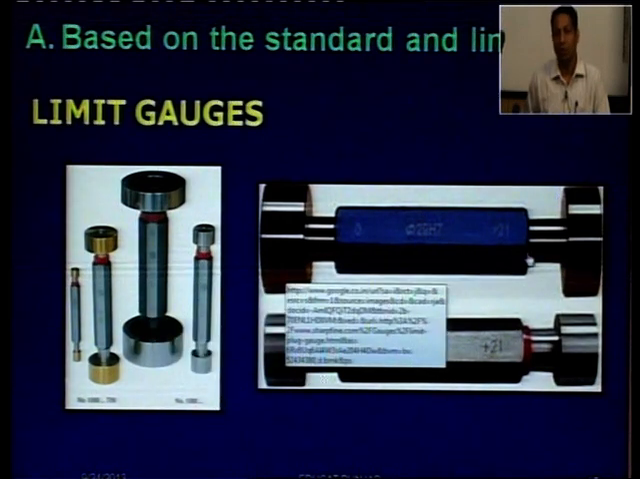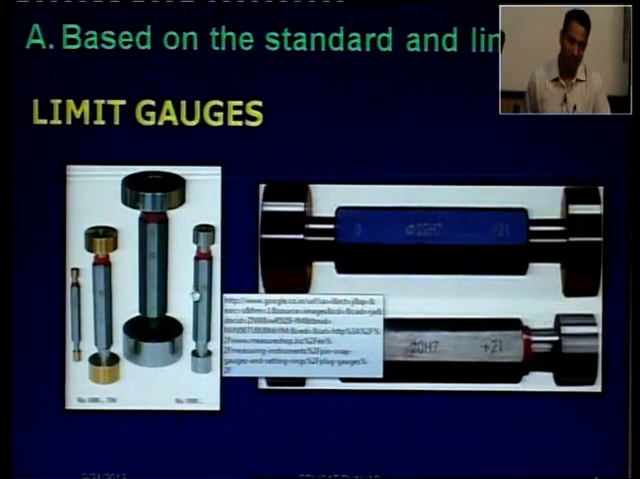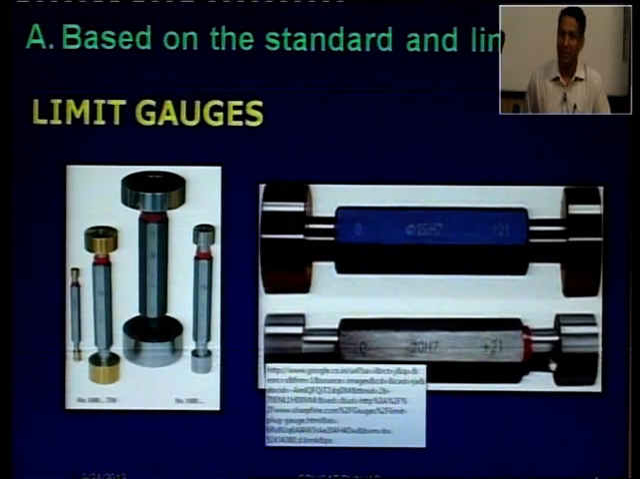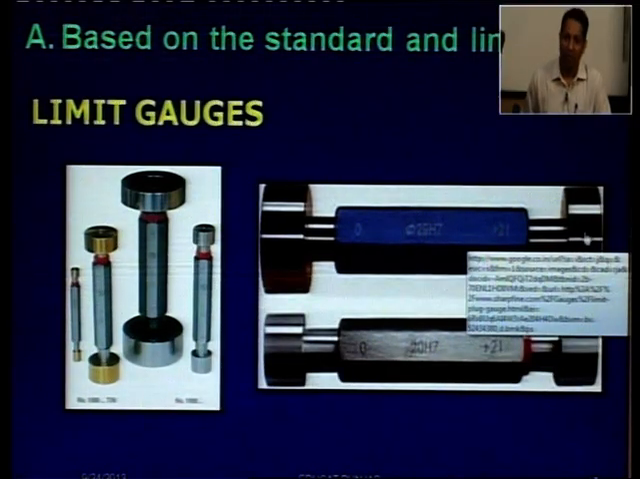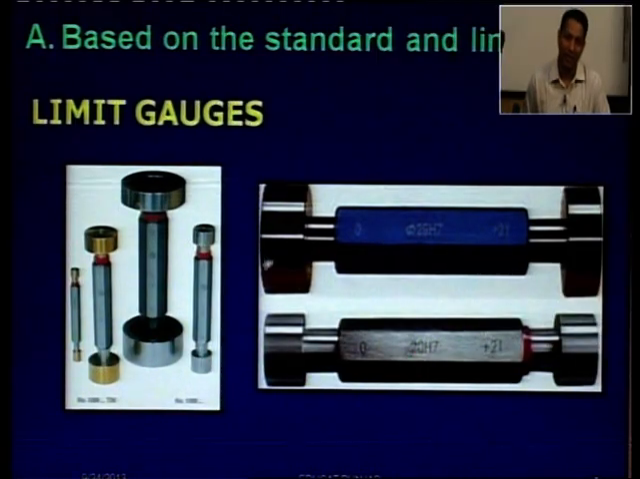As you have seen, these are the go gauge and not go gauge, which are used to check the diameter of the hole. ਸਾਥੀਓ ਦੇਖੋ, ਇਹ ਗੋ ਅਤੇ ਨਾਟ ਗੋ ਗੇਜ ਹੈ, ਮੀਨਸ ਲਿਮਿਟ ਗੇਜਸ ਨੇ। One end will be the not go end, the other end will be the go gauge. One end of the gauge can go inside the hole and the other end of the gauge may not go inside the hole. That end which can go inside the hole is called go gauge, otherwise it is called not go gauge.